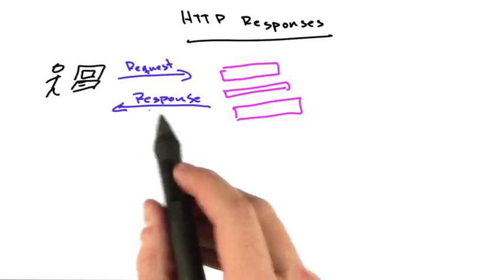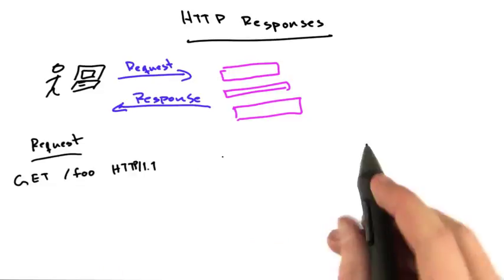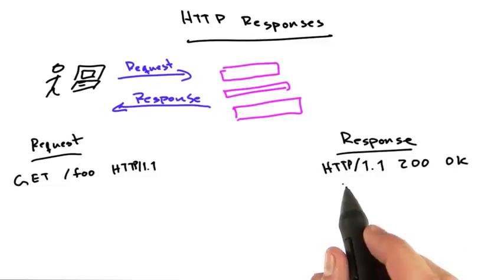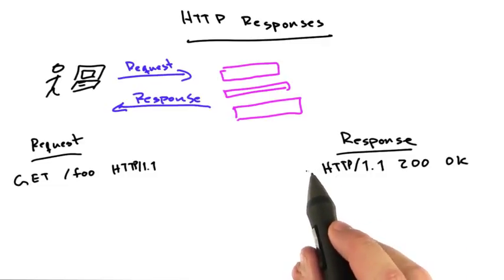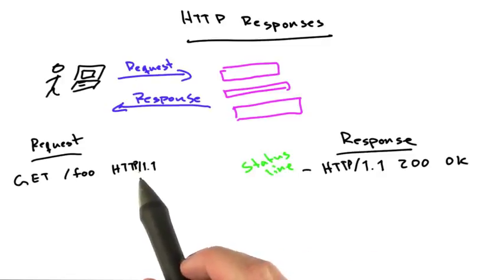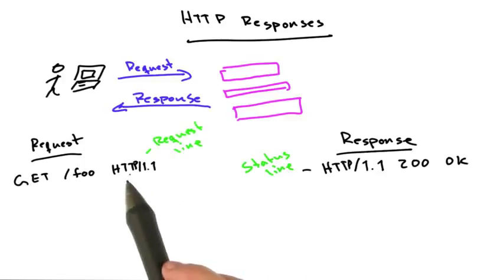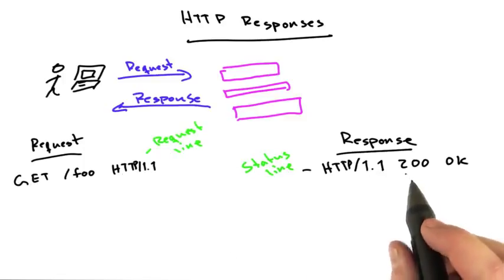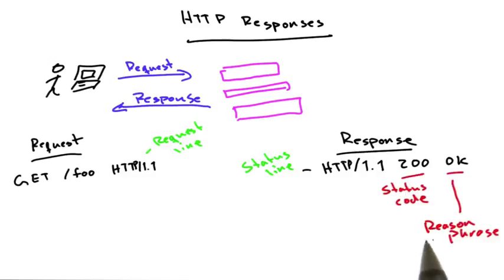A basic HTTP response looks actually very similar to the request. For a basic request that looks like this, the response might look something like this. Okay, so we can see a couple easy things. First of all, this is called the status line, and this is analogous to the request line we had over here. Now, the version of the status line matches the version of the request line, and then it's followed by two other pieces of information. One is the status code, and the other is the reason phrase. And this is just an English language description of the status code.